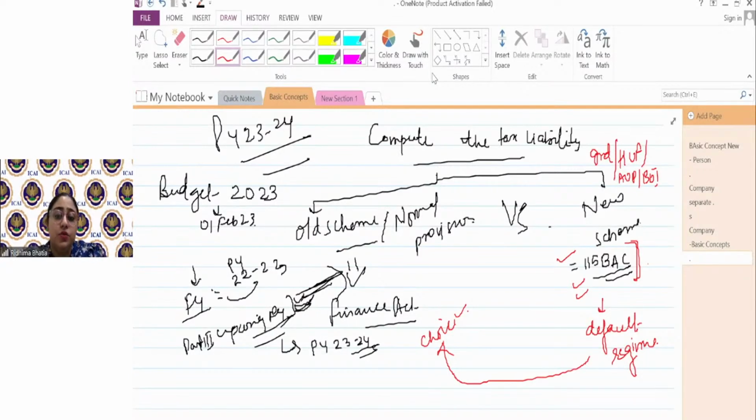Yes, you can choose the scheme every year. I will tell you more about this. Don't worry. Yes, for the assessment year 24-25, the tax rate for the previous year 23-24 would be applicable. Income tax is payable on the income, and when it is income from business, I mean profits of business.